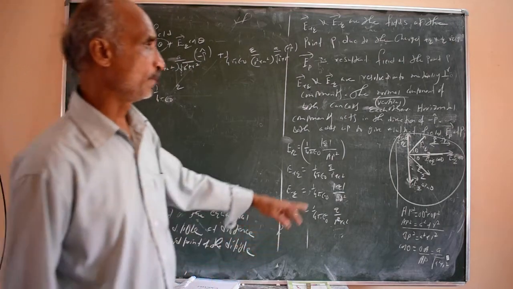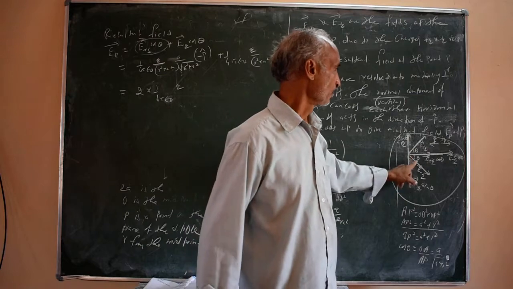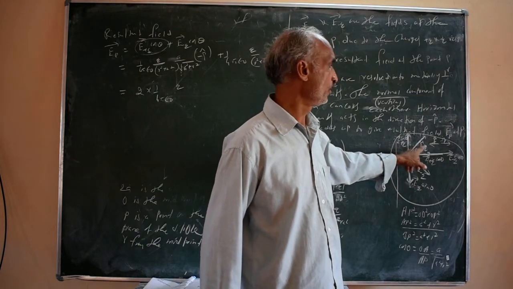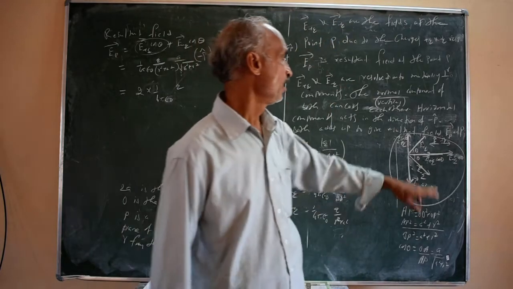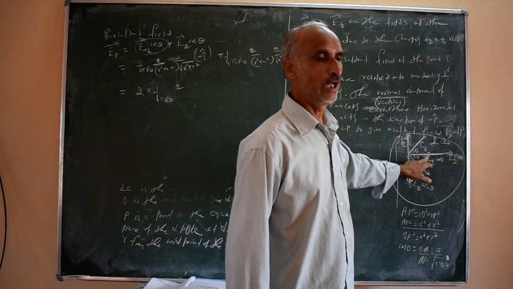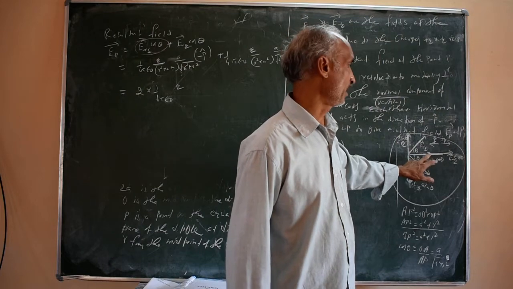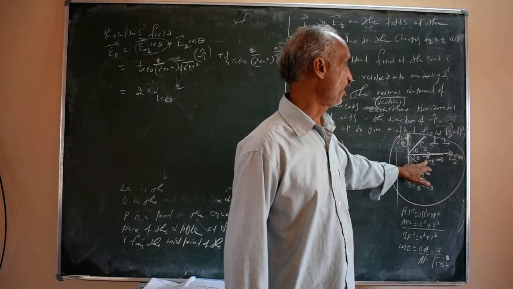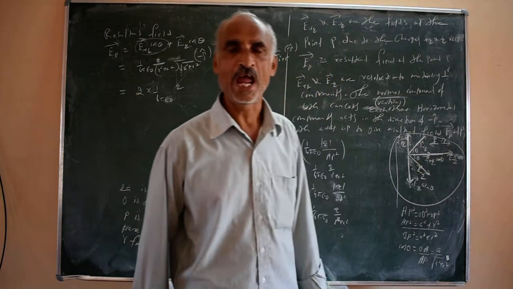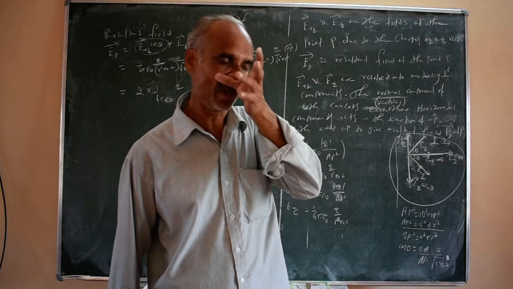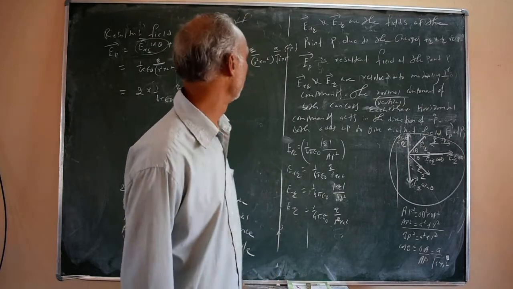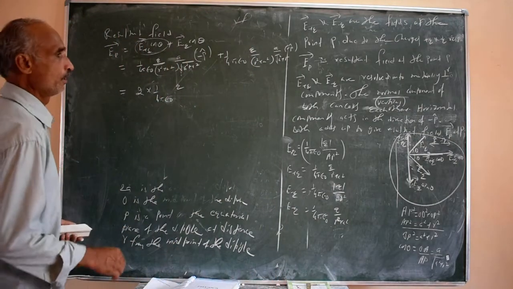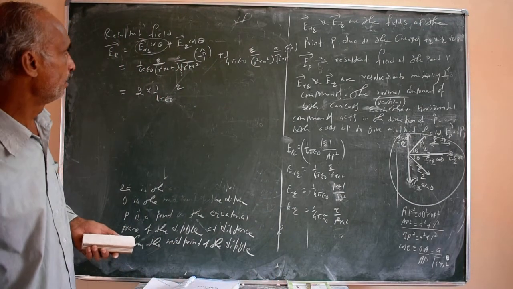So what concept is used? The E plus Q and E minus Q are resolved into horizontal components and vertical components. The vertical components cancel each other, because they are equal in magnitude and opposite in direction, and the horizontal components act in the same direction. The horizontal components add up to give the resultant field at the point P.